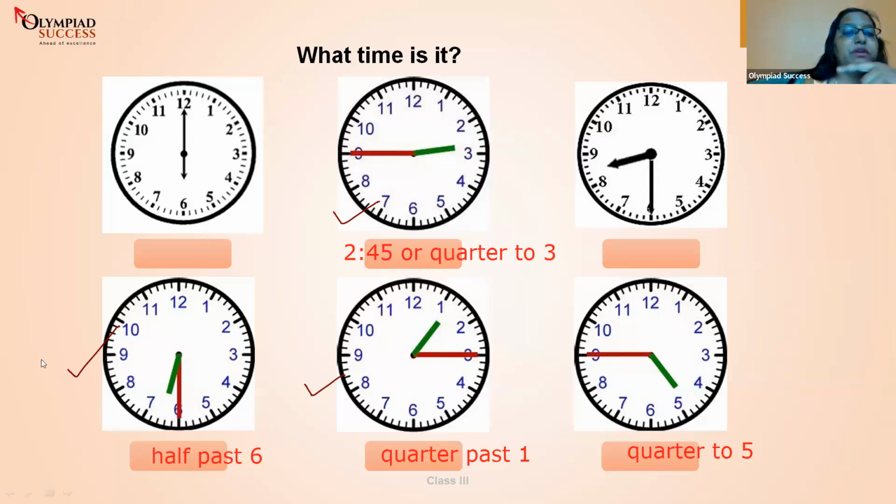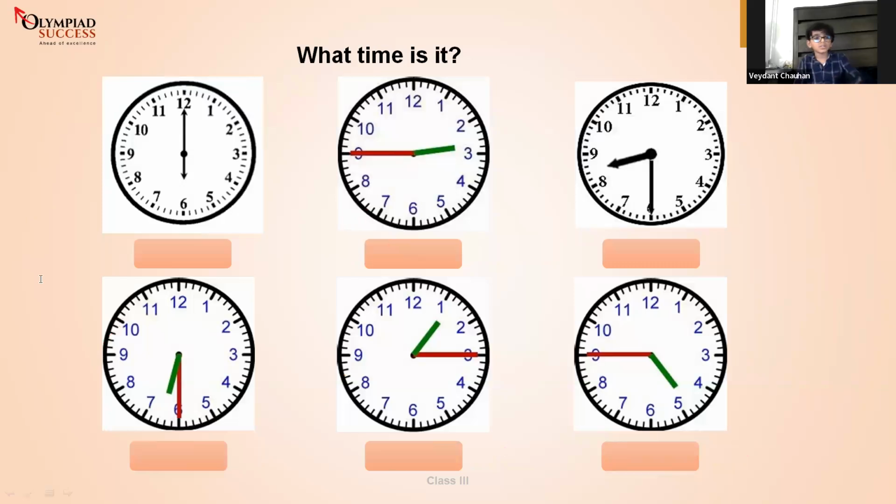And what about the first clock? How do you denote that? That's going to be 6 o'clock. Yes, correct. 6 o'clock.